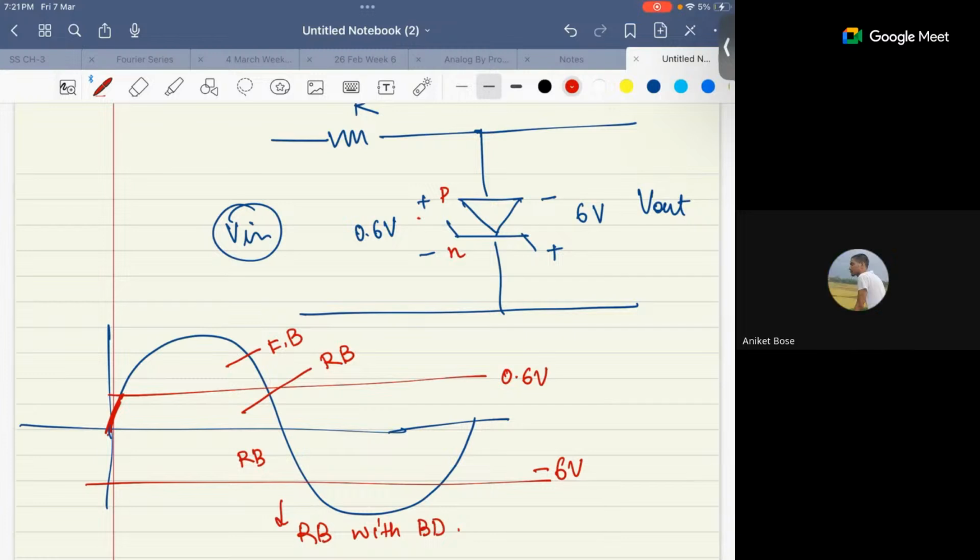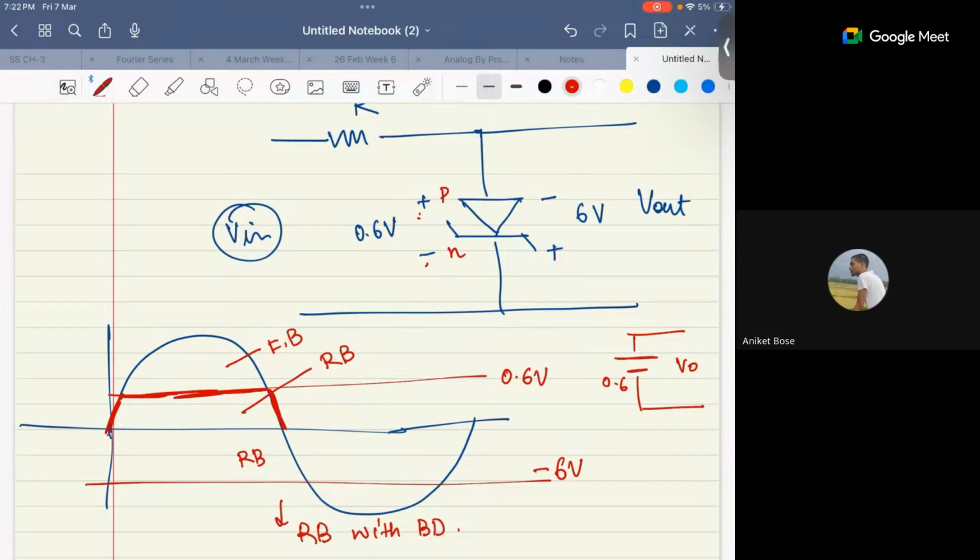Everyone is clear, right? This is plus and this is minus, so this will always be in forward bias. If it is in forward bias, that means it will be a short circuit, but there will be a potential. V output will be 0.6 volt, so this will be following 0.6. Again from 0 to 0.6, V output and V input will be the same.